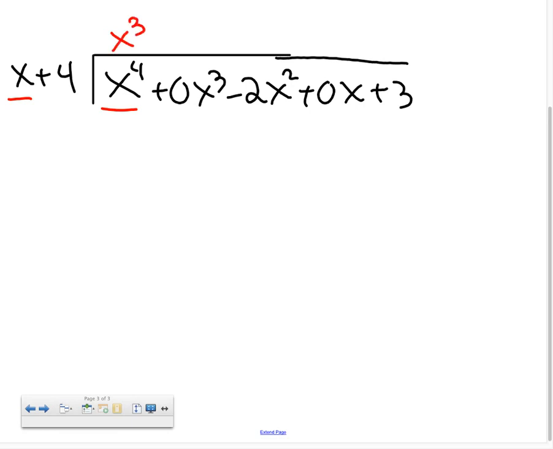Okay. Let me erase those lines there real quick. That way they don't get in the way of the work. So let's see what I'd have then. I'd have an x to the 4th.